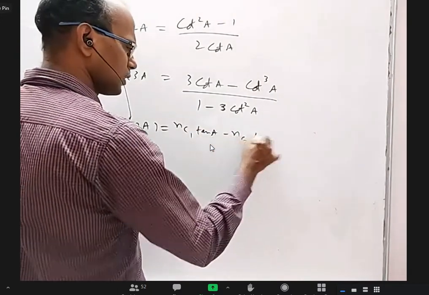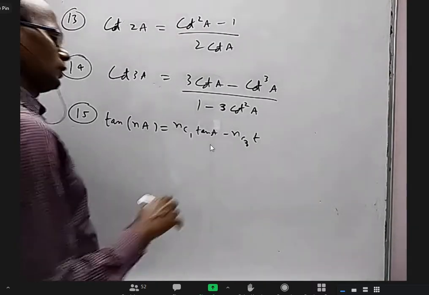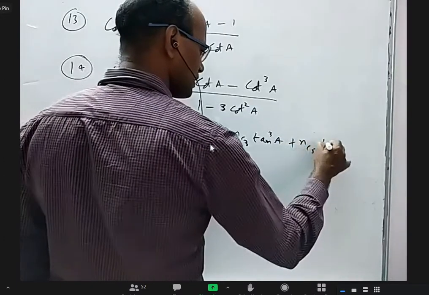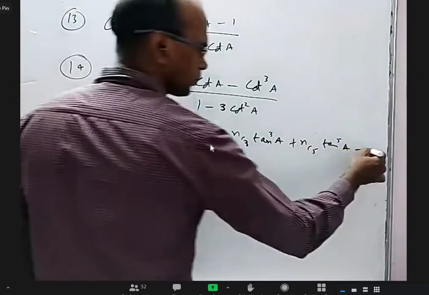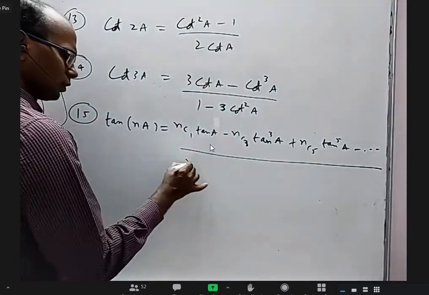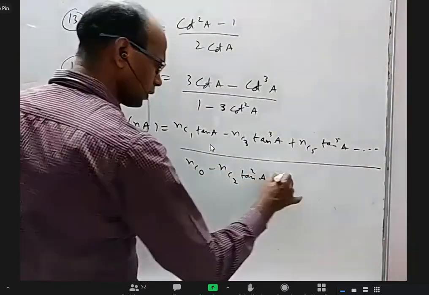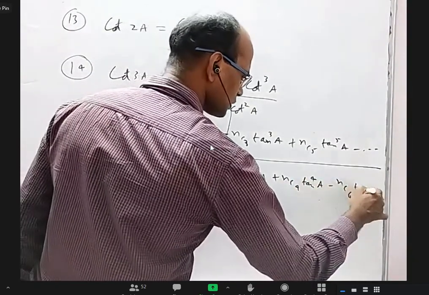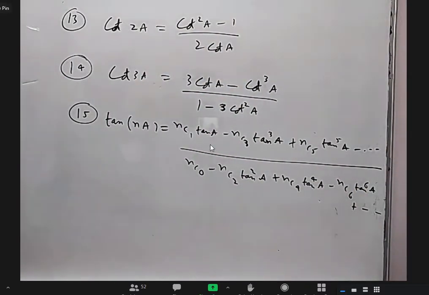minus... Yes, please. That is related to factorial, sir. Yeah, it is related to factorial. That means n factorial by (n minus r) whole factorial. Yes, that one is correct. This is tan cube A plus nC5 tan power 5A minus, it will go on till we get the last one. This will be nC0 minus nC2 tan square A plus nC4 tan power 4A minus nC6 tan power 6A. Sir, nC1 means what?